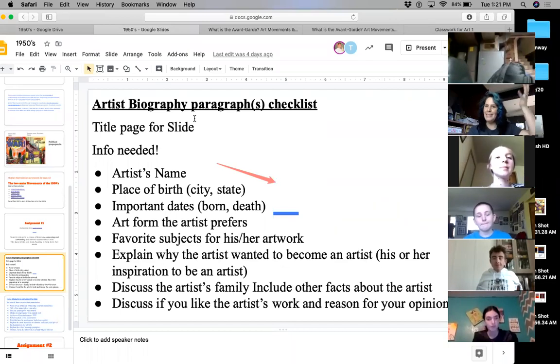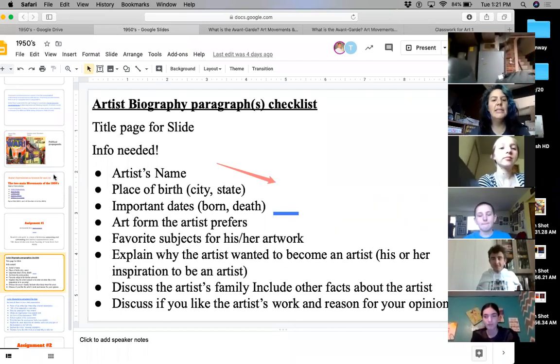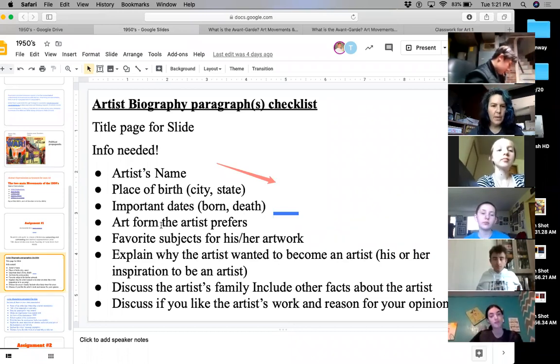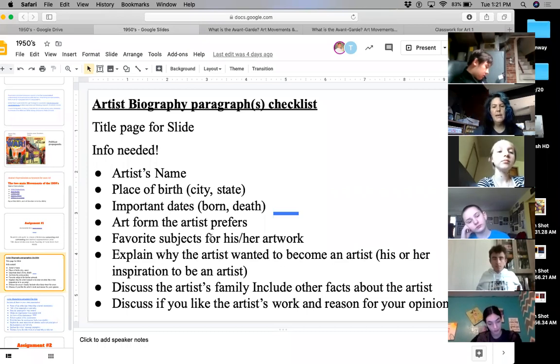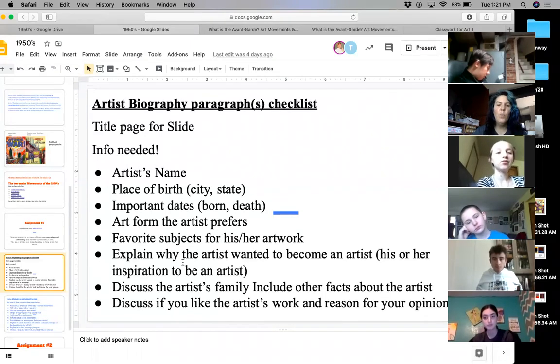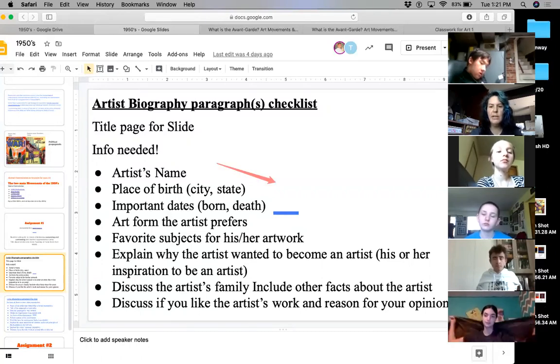Artist name, where were they born, any important dates that might have influenced the artist. What type does the artist actually prefer? Who are their favorite artworks? The favorite subjects of their artworks, if there is a subject. Explain why the artist wanted to become an artist. What's their inspiration? Describe the artist's family, include other interesting facts about the artist.